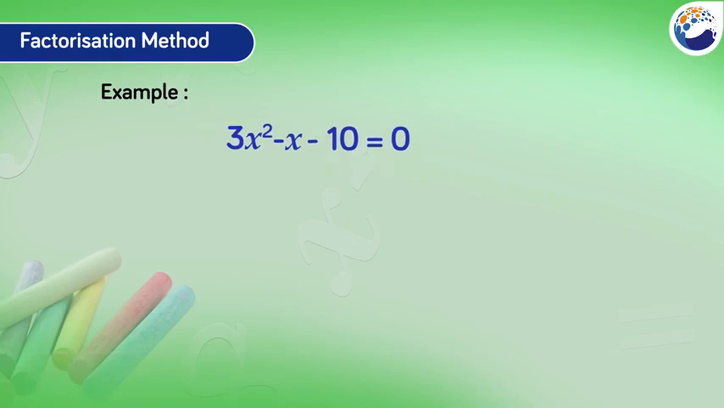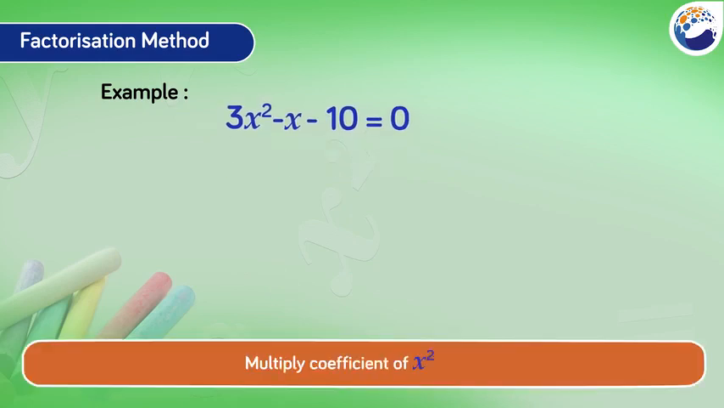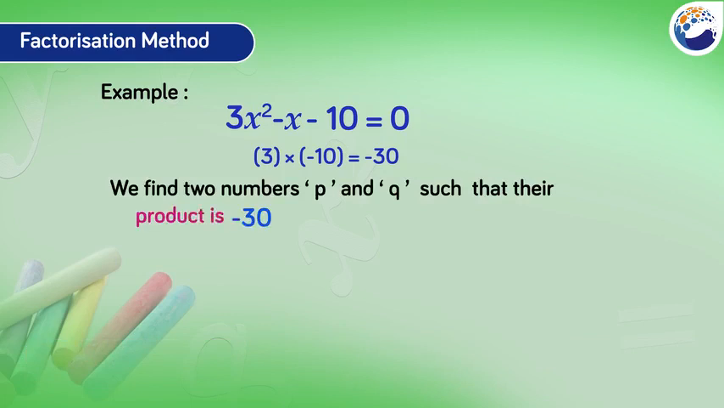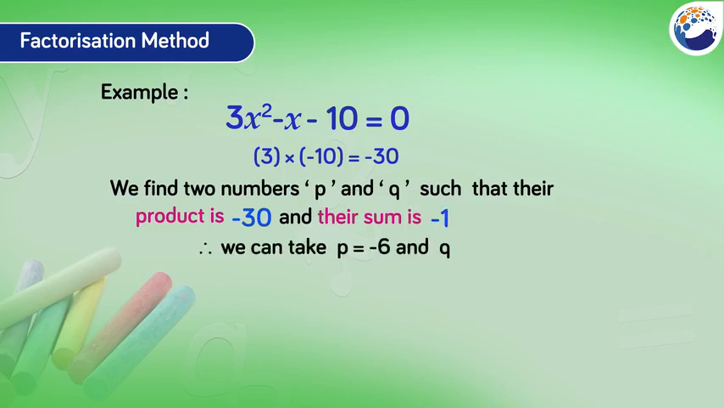First step is to multiply the coefficient of x² with c. We get the product as −30, which is 3 × (−10) = −30. Now we find two numbers such that their product is −30 and their sum is −1. Therefore, −6 × 5 = −30 and −6 + 5 = −1.